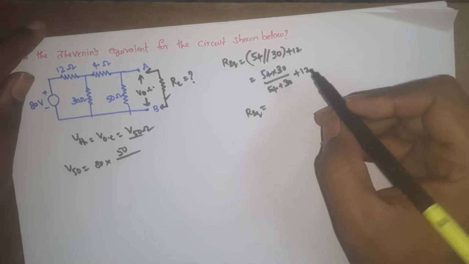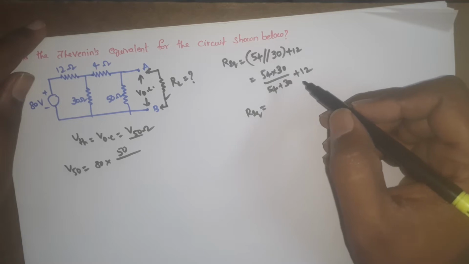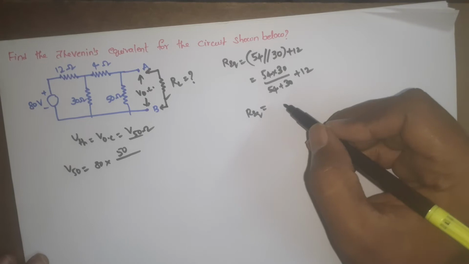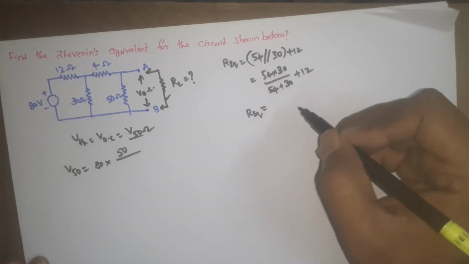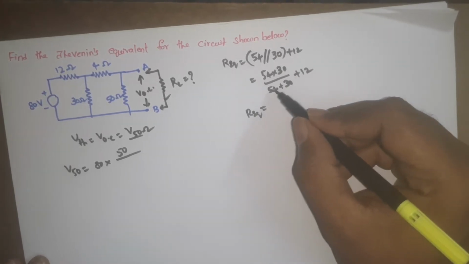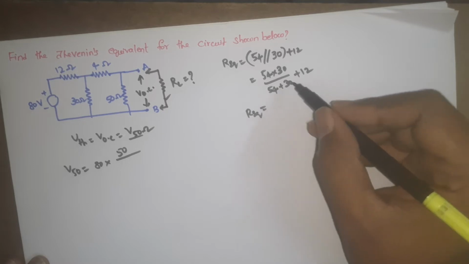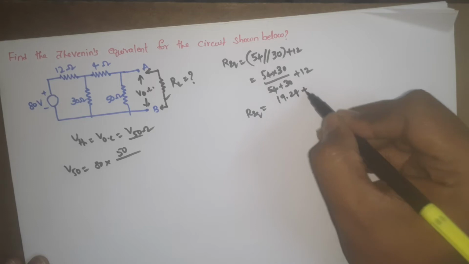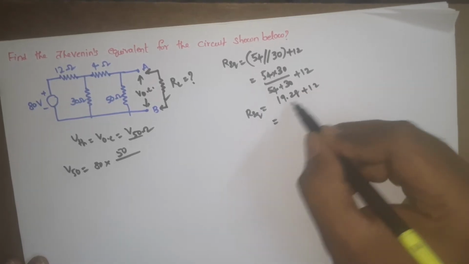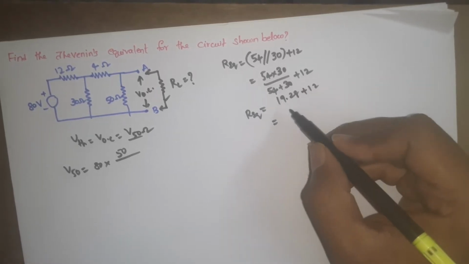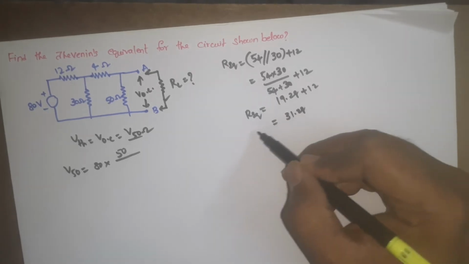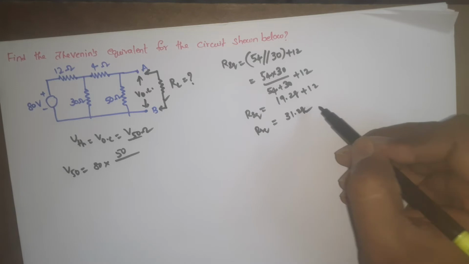19.28. So R equivalent is 54 into 30 by 54 plus 30, which equals 19.28, plus 12. What is the sum of 19.28 plus 12? It should be 31.28. So R equivalent equals 31.28.